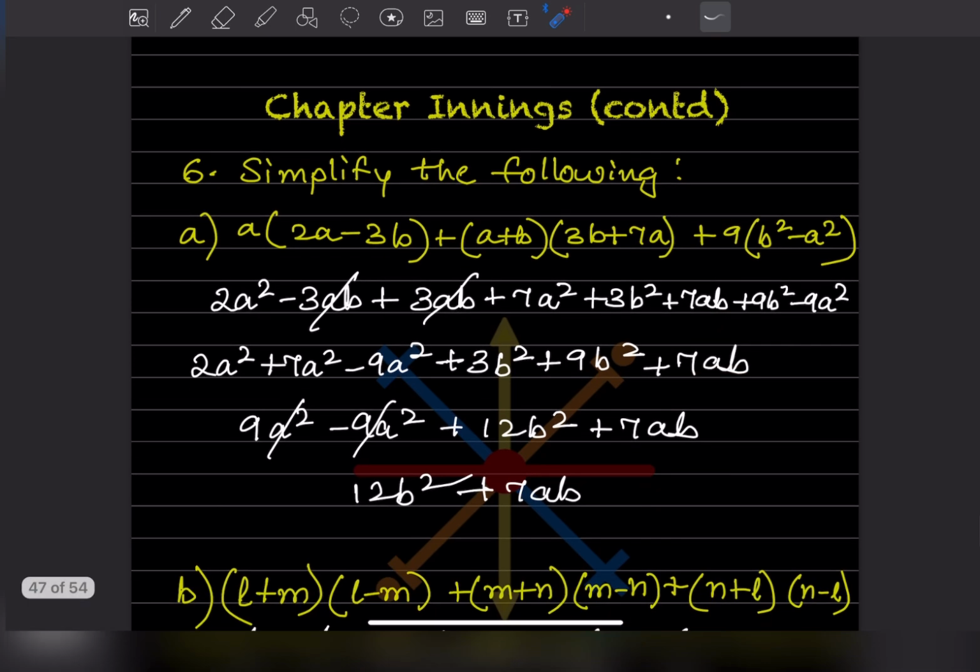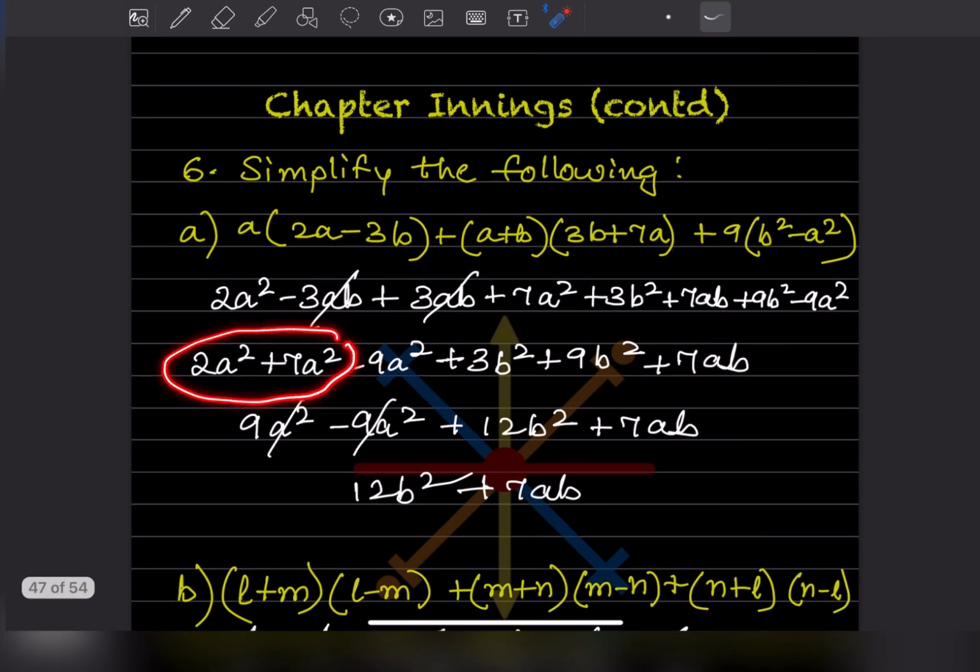So now what we can do here, when you add this one, that comes to 9a square. And this is minus 9a square. Now when you add this, that is going to be 12b square. And this is just 7b square. So now this and this gets cut because this is plus actually. So now what remains is this part. So this is the answer.